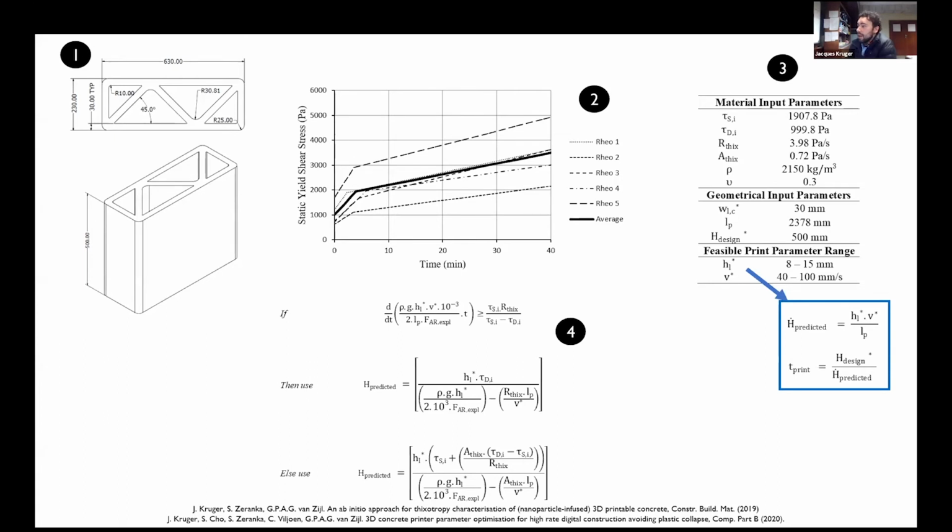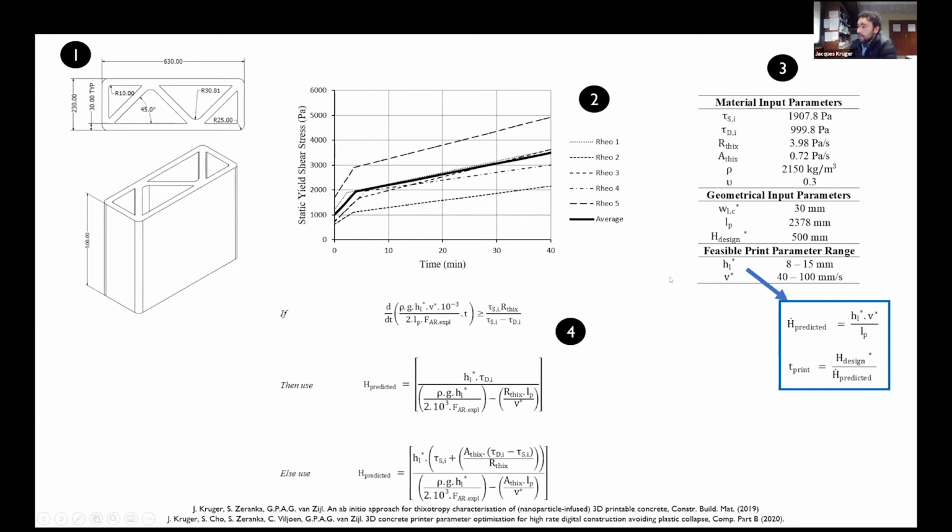Right? And what is interesting, if you look at this equation on the right, this is your predicted vertical building rate. Then you have 3 parameters, of which the 2 ones we just mentioned are the ones that you can change because you don't want to change the geometry of your object.